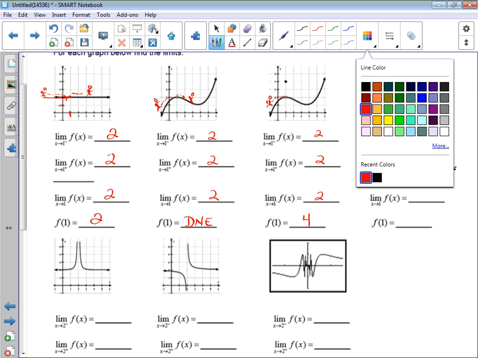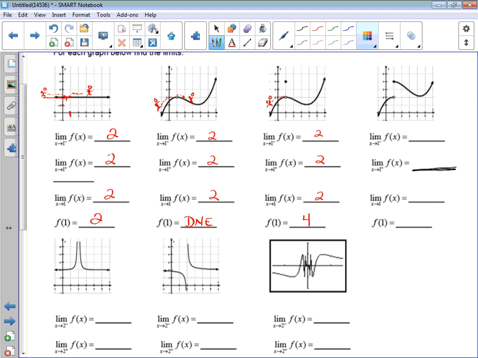Alright guys, let's look. Okay, from the left, so here we are walking along. What are we approaching? 2, okay. From the right. 4, okay. Did those 2 match? No. So what do I say for the next one? Does not exist, yes. Okay. And then what about f of 1? 4. Okay. Good. All right, let's keep going.